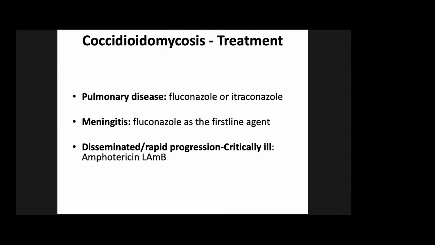For meningitis, fluconazole is the first line agent. You will continue this for life. And for people who have rapid progression of the disease and are critically ill, we may use amphotericin. Something that you should know is that we have criteria for treatment in pulmonary disease. Not everyone that gets Cocci gets treated for Cocci.